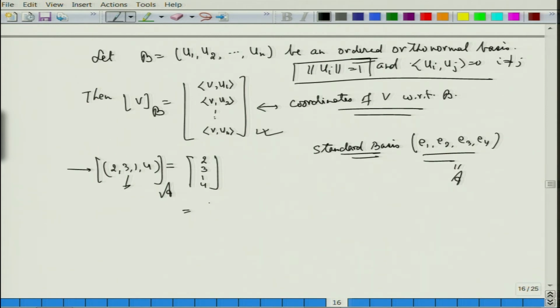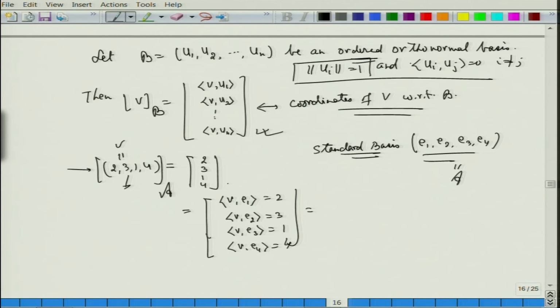Because if I write this vector as V, then V comma E1 will give me 2, V comma E2 will give me 3, V comma E3 gives me 1, V comma E4 gives me 4, alright. So in some sense, whatever we could do for a standard basis, in a standard basis everything was nice, I just had to look at the first component, second component, third component, fourth component, and they came as inner product with respect to the standard vectors E1, E2, E3 and E4, fine.